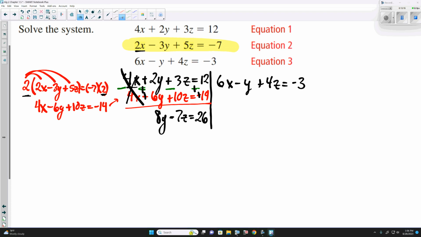We need to do the same thing to the other side. But this time, what do I need to multiply our 2x by to get 6x? What times 2 is 6? 3. So now this time we're going to multiply the entire equation by 3. So we're scaling the whole equation up by 3 so that the x's will have the same number in front of them, so we can eliminate it out. We can cancel it out.